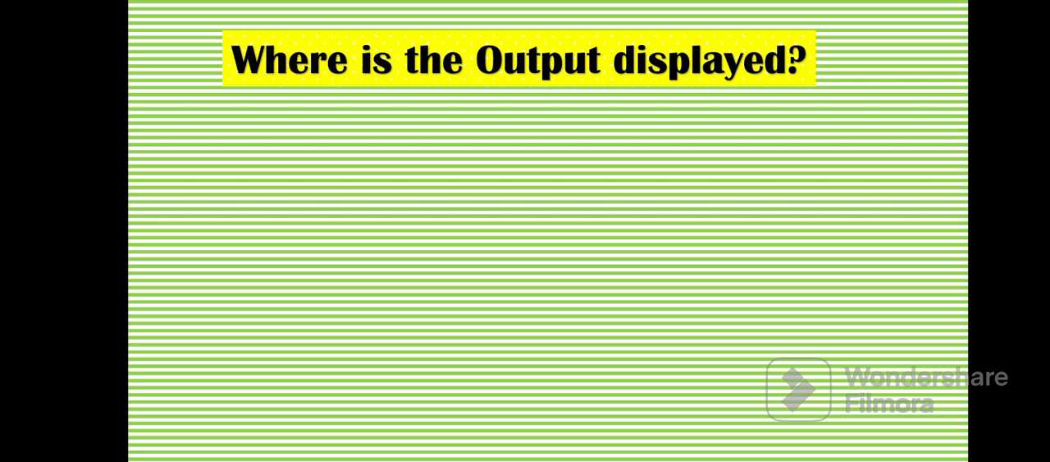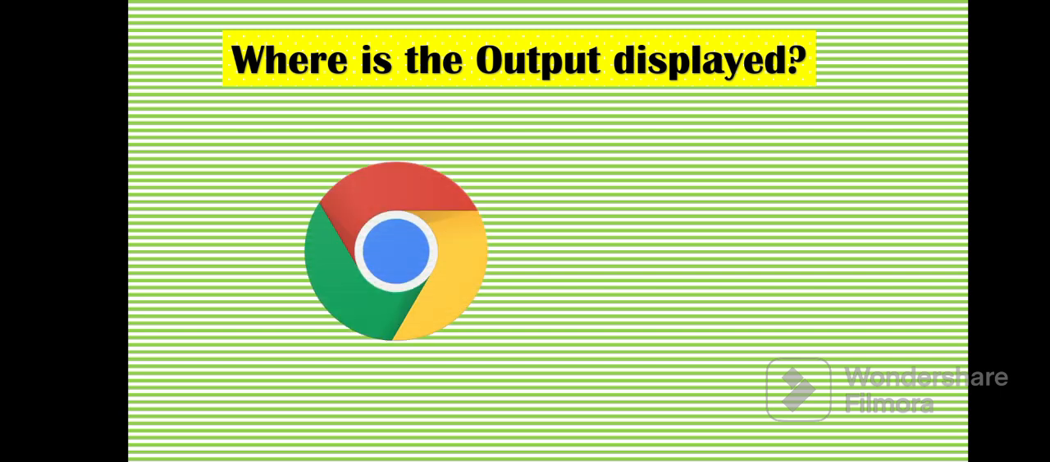After this, where is the output displayed? So the output is displayed in the browser. Everyone knows this is Google Chrome. So there are many browsers. Whatever is the default browser of your computer, your output will be displayed there in the web browser.